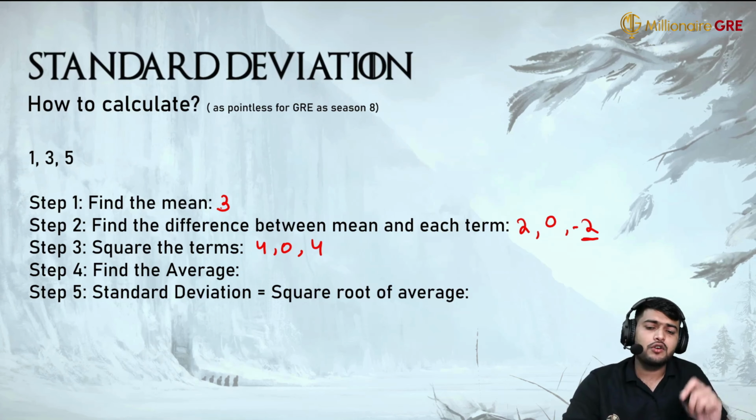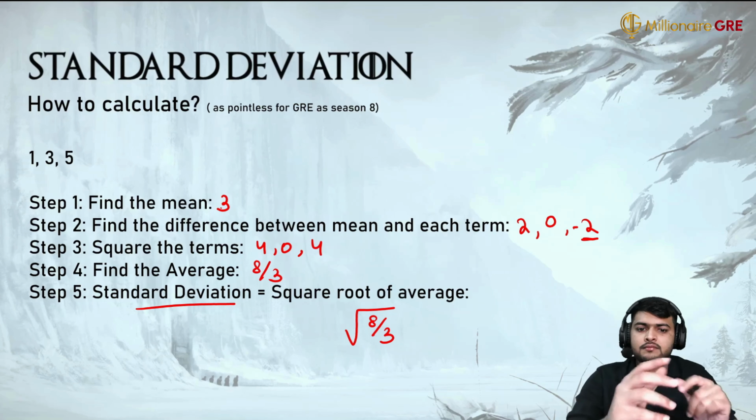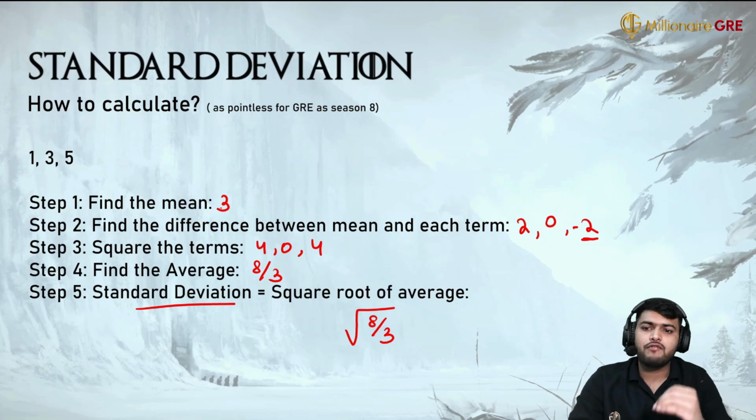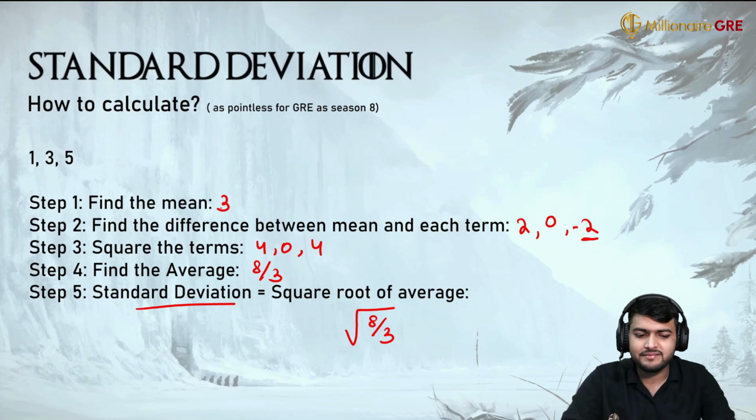Then the next step is to find the average of these terms. Average of 4, 0, 4 is 8 upon 3. The sum of these 3 terms is 8, the total 3 terms, so 8 upon 3. Then you take the square root and that gives you standard deviation. These are the 5 steps you can follow to find the standard deviation of any list, but take note, this is not required for the GRE.